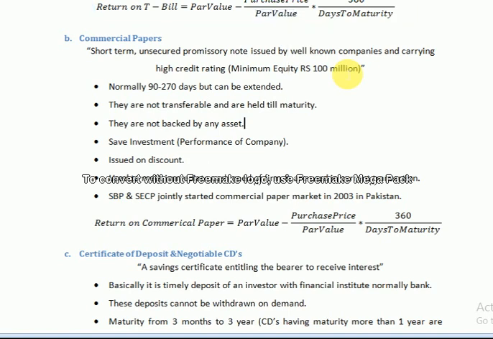The next topic is certificates of deposit and negotiable CDs. So we will discuss that, inshallah, in our upcoming lectures.